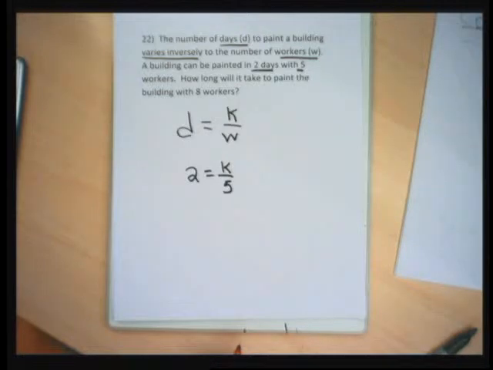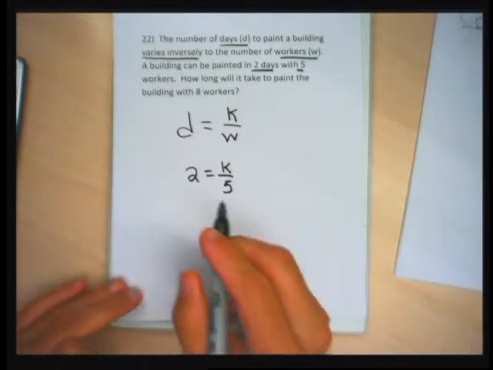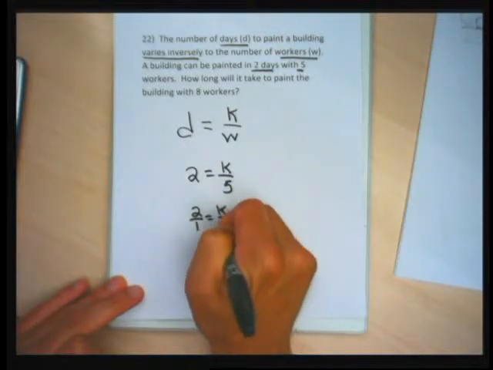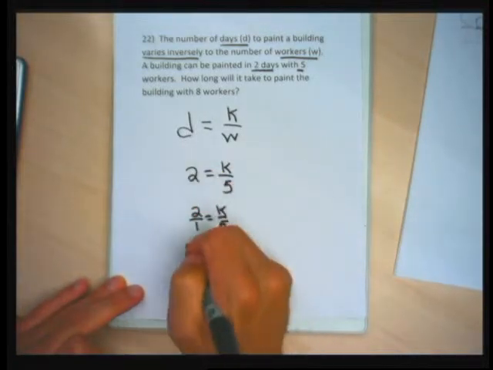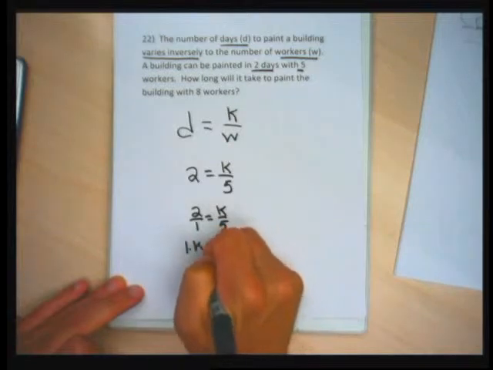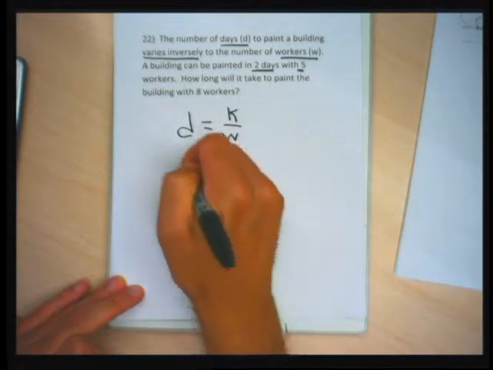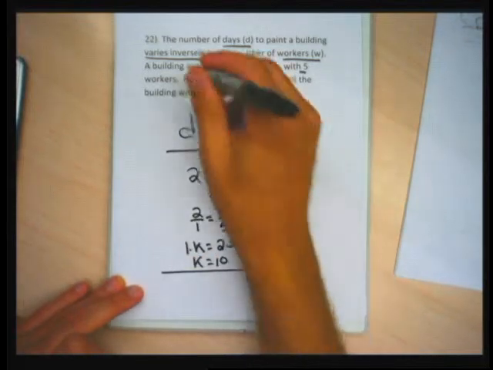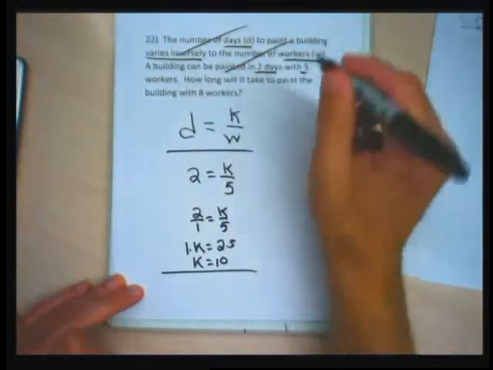I'm going to solve by cross multiplying. So I'm going to make the 2 a fraction. I'm going to go 2 over 1 equals K over 5. I'll cross multiply up and get 1 times K. Cross multiply down and get 2 times 5. So I get K equal to 10. Now I'm done. So I've finished up my first sentence, finished up my second sentence.